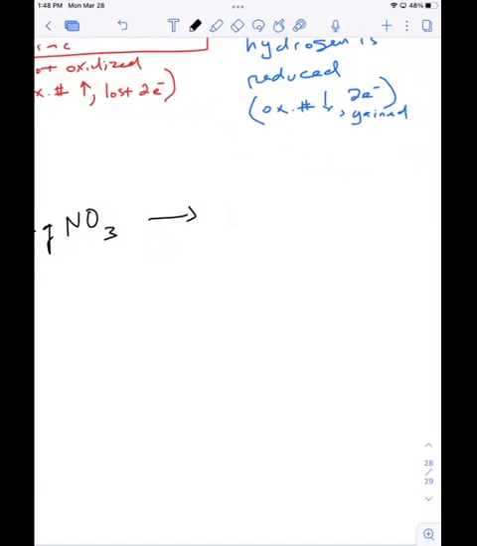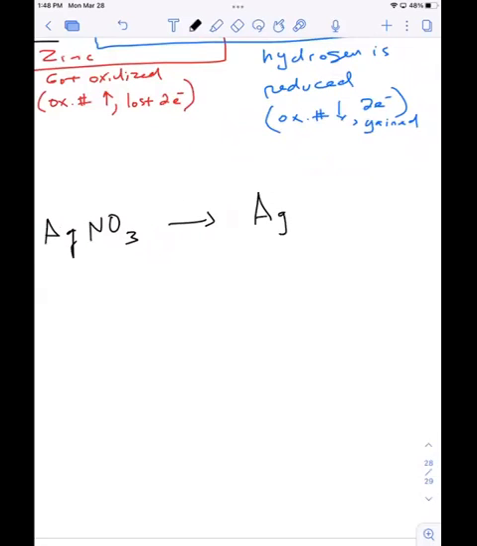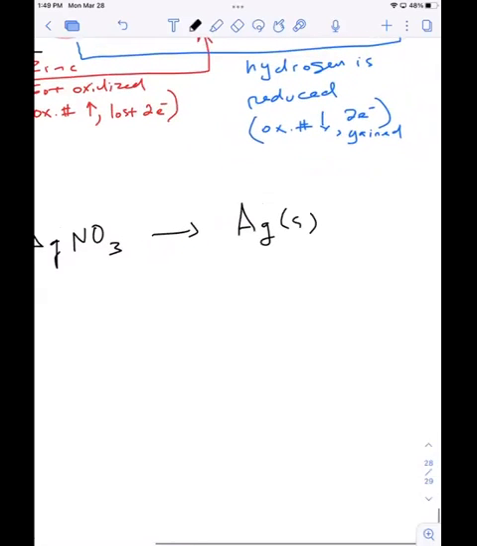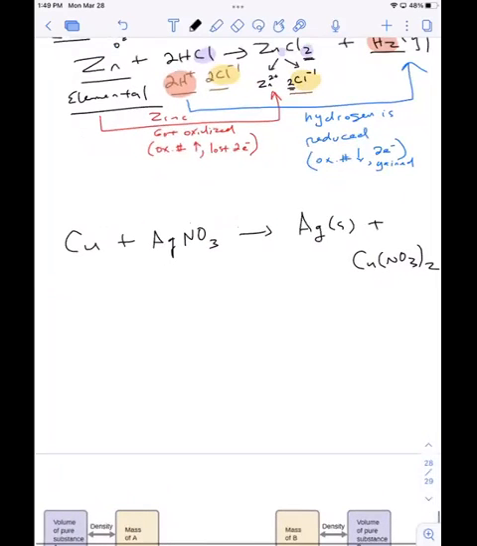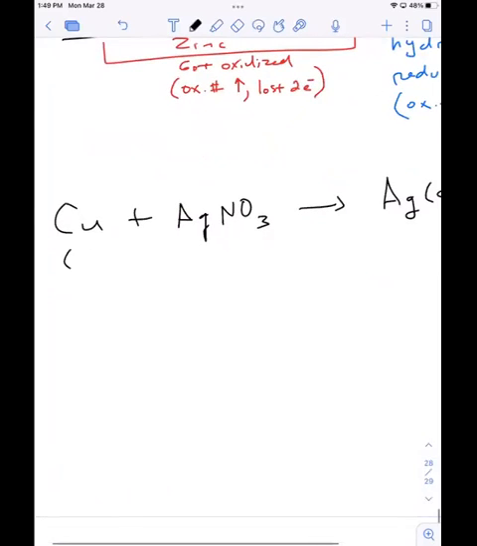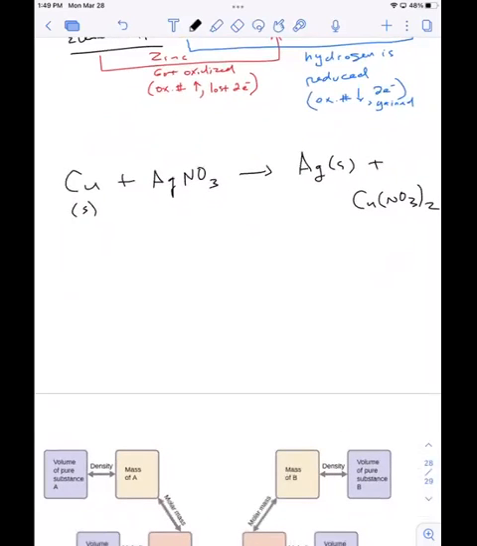So that's that, and then it's going to give me elemental silver, which is a solid, plus copper 2 nitrate. All right. Now, question: is this balanced? Let's go through all of our little check boxes. Is this balanced? It has to be. If it's not balanced, that's going to throw everything off. And if it's not balanced, I need a volunteer to balance it, or at least tell me how to balance it.